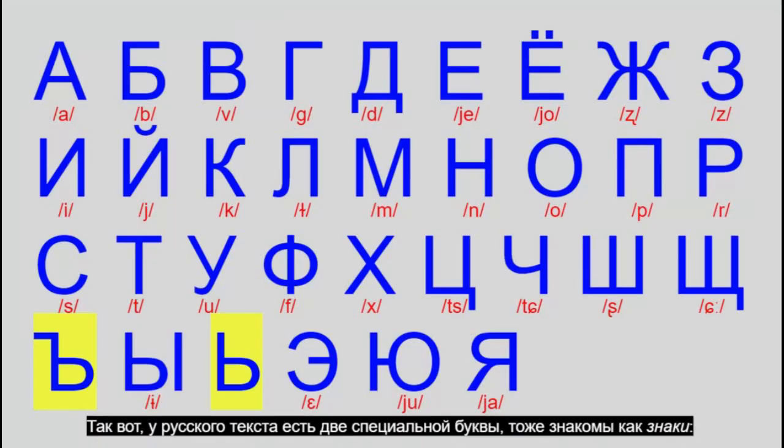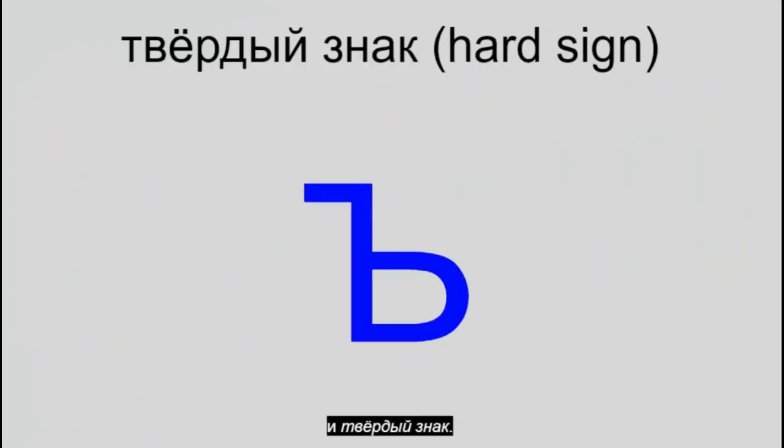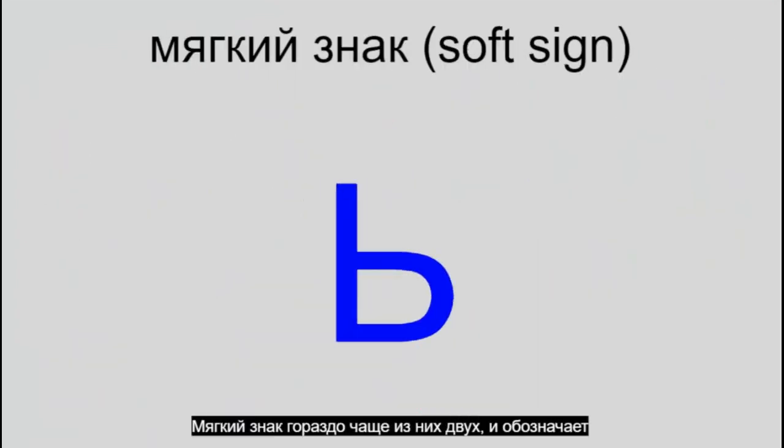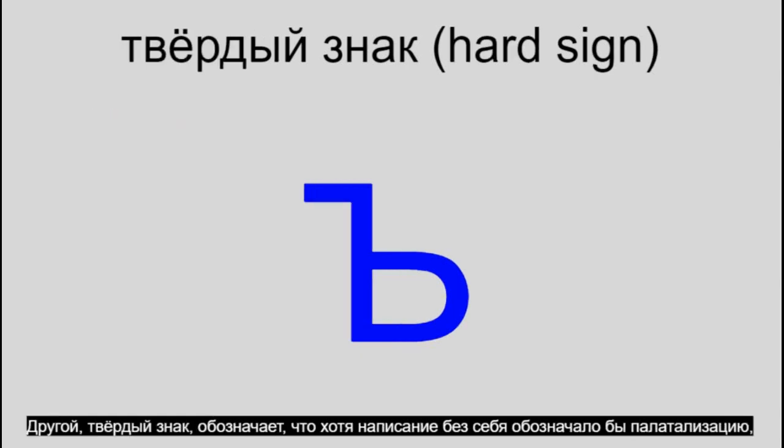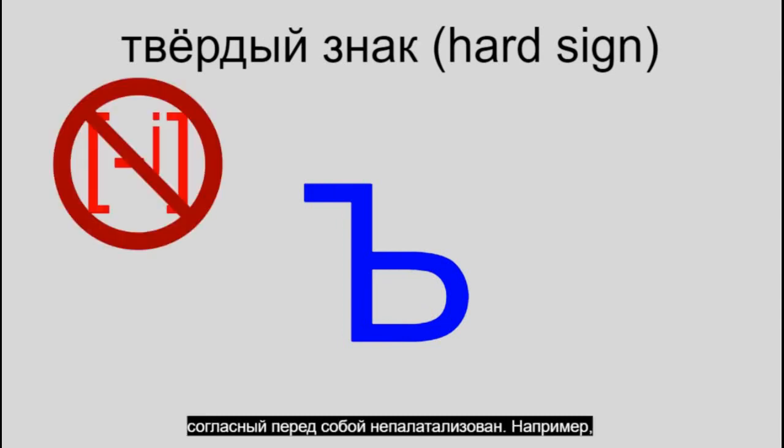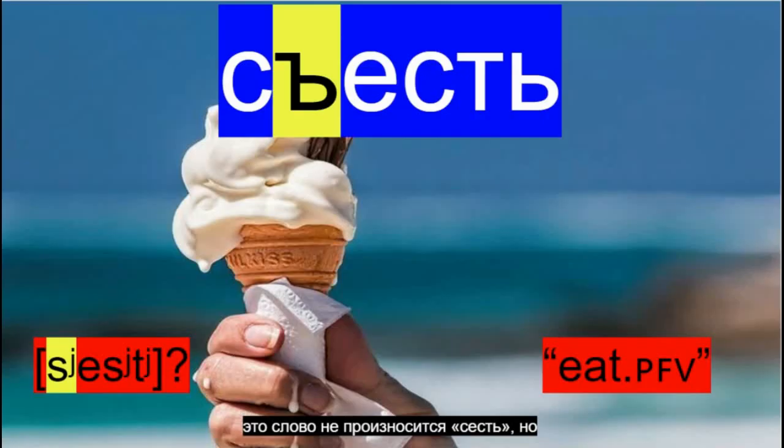Anyway, the Russian script has two special characters, also known as signs: мягкий знак and твёрдый знак. Мягкий знак, or the soft sign, is the much more common of the two, and it indicates that the consonant before it is palatalized, especially at the ends of words, when they can't use the vowel to represent that. The other one, твёрдый знак, meaning the hard sign, indicates that even though the spelling without it would indicate palatalization, the consonant before it is unpalatalized. For example, this word isn't pronounced "shisht," but "sjesht," with a two-consonant cluster.